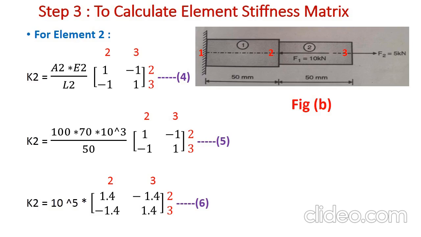We will make multiplication and we will keep 10 raised to 5 power outside, and multiplication factor 1.4 will be taken inside the matrix. Therefore, we will get K2 is equal to 10 raised to 5 into [1.4, -1.4; -1.4, 1.4], and everywhere on that matrix you will observe 2 3, 2 3, everywhere 2 3. Its meaning is that this K2 stands for the second element which lies between node 2 and node 3.